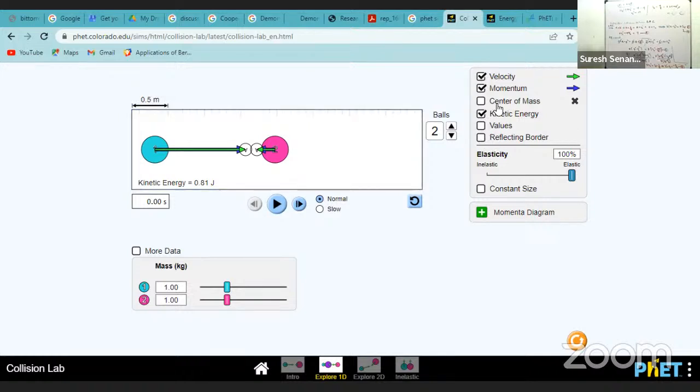Reflecting water aerosols, that's momentum. The 100% elastic collisions I'm considering. So let's see now, these masses are equal, then what happens? Okay, then both balls are moving in opposite directions, right? I'm considering that one is moving in the other direction. This we can change.